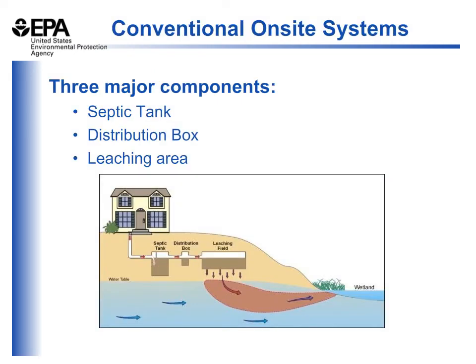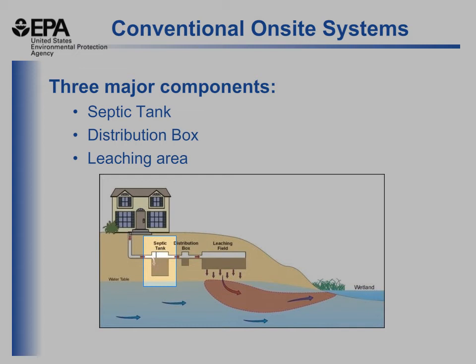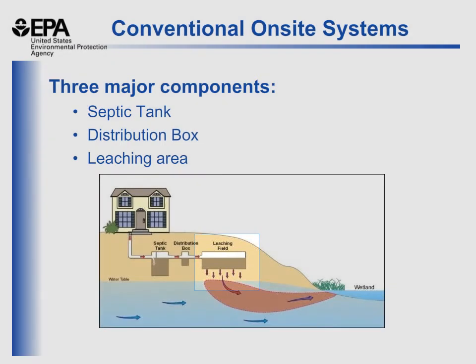Conventional on-site systems or decentralized systems utilize three major components to manage wastewater. The first is the septic tank, the second is the distribution box, and the third is the leaching area. As shown in this graphic, as effluent leaves the home or business, it flows to the septic tank, where solids are settled out of the liquid. The liquid then flows to a distribution box, which evenly disperses the effluent out to a leaching field or other dispersal field, where the effluent then filters down into the ground. We'll go through each of these components as we move forward within the presentation and give you more detail on all of them.